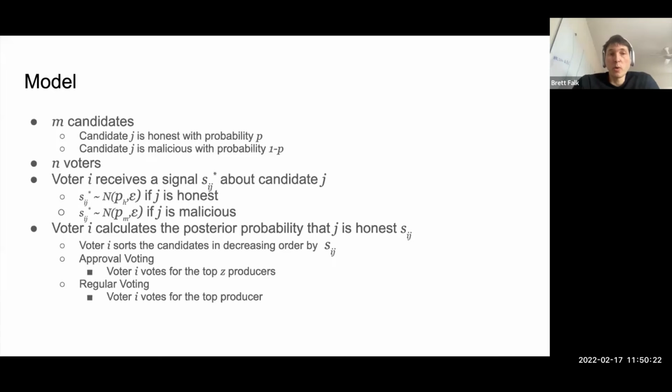And so what is a voter going to do? They're going to look at all these signals, these posterior probabilities: voter I has this posterior probability Sij that candidate J is honest. And in approval voting, you get to choose the top Z candidates to vote for. And in regular single vote voting, you just choose the top one. So there's no strategy there.